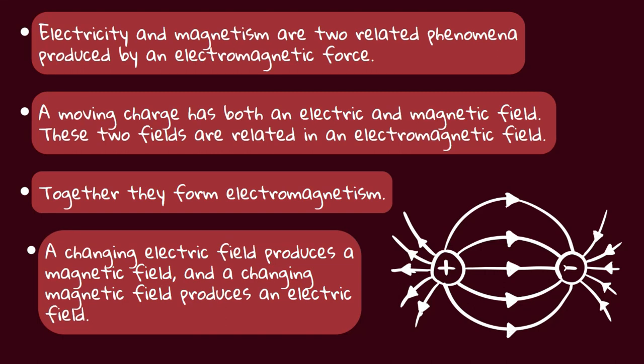Electricity and magnetism are two related phenomena produced by an electromagnetic force. A moving charge has both an electric and magnetic field. These two fields are related in an electromagnetic field. Together they form electromagnetism. A changing electric field produces a magnetic field, and a changing magnetic field produces an electric field.